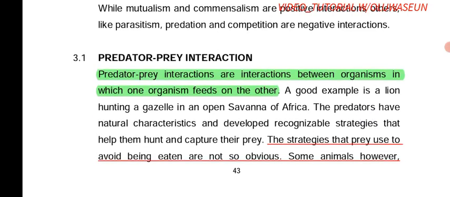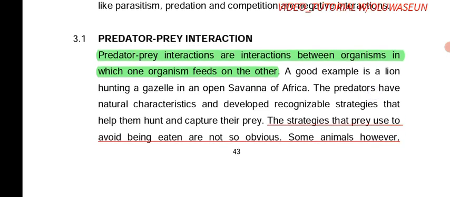Predator-prey interactions. What is a predator-prey interaction? Predator-prey interactions are interactions between organisms in which one organism feeds on the other. An example is a lion hunting a gazelle. Another example is a cat and a rat. That is what we call predator-prey interaction. One must feed on the other.